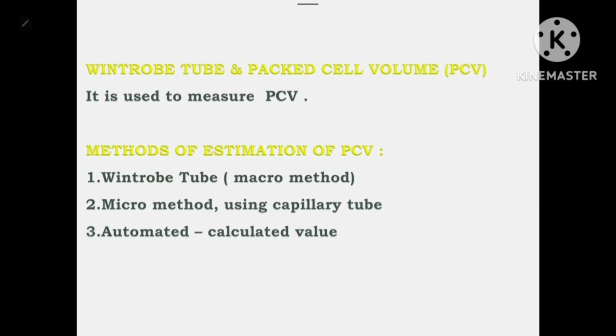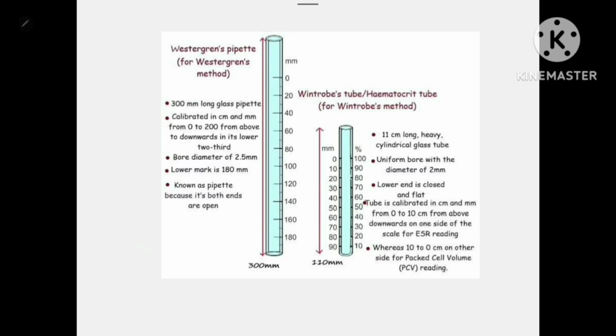So next, as I said, it is used to know the packed cell volume. The methods of estimation of PCV: one is the Wintrobe method, also the micro method using a capillary tube, and automated calculated value can also be used.